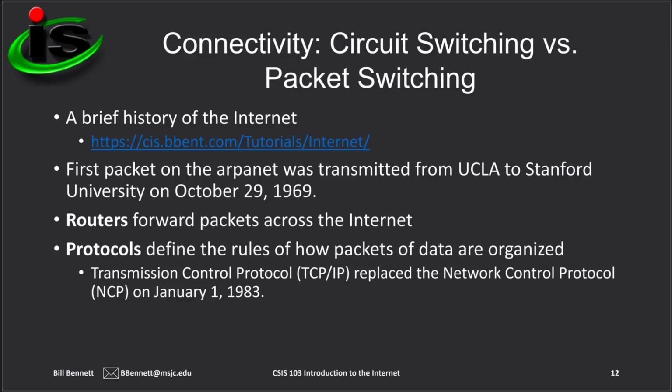Thus, packet switch networks are inherently more reliable than circuit switch networks because they rely on multiple routers instead of a central point of control, and because each router can send individual packets along different paths if parts of the network are not operating.